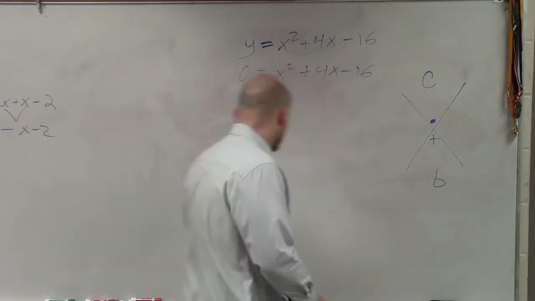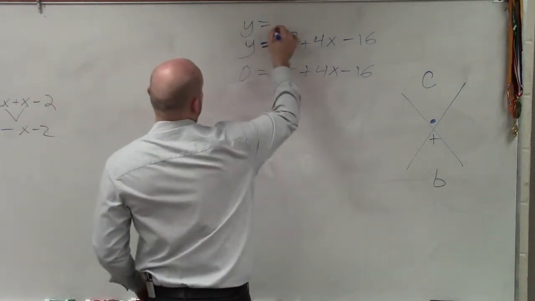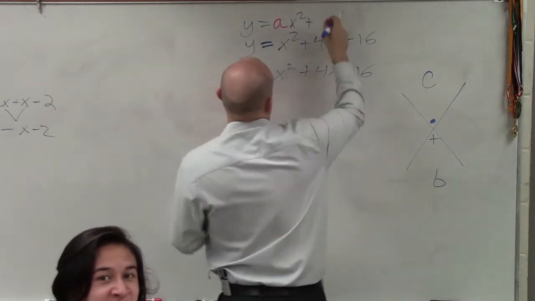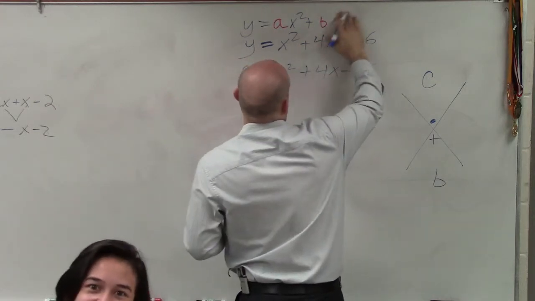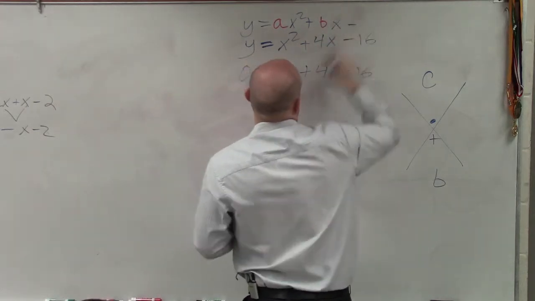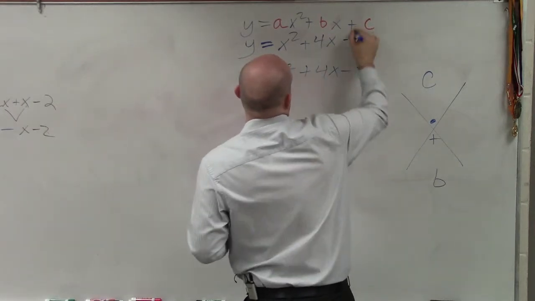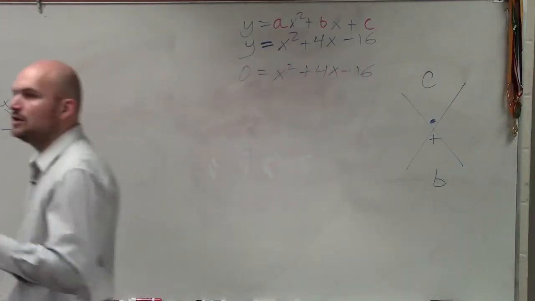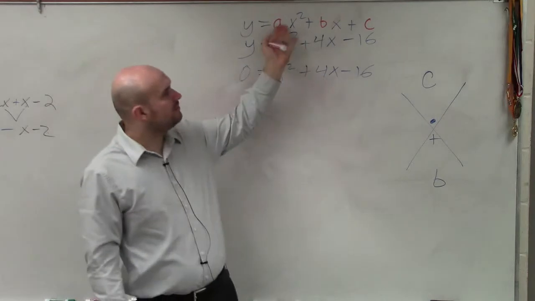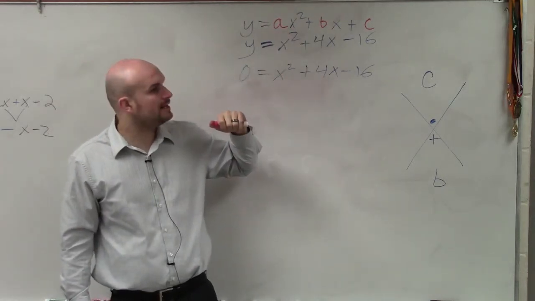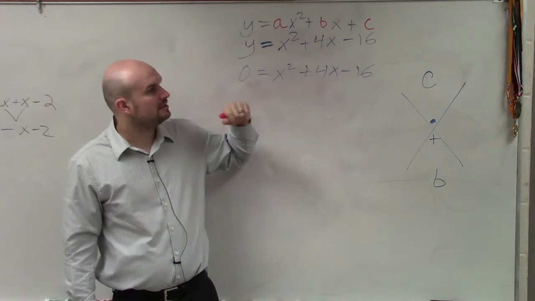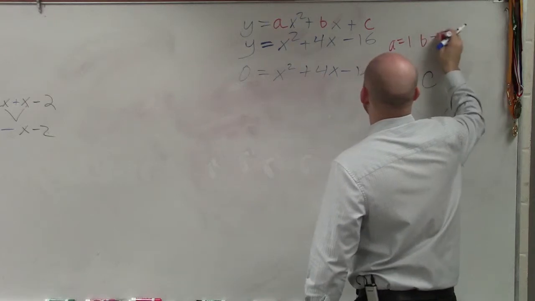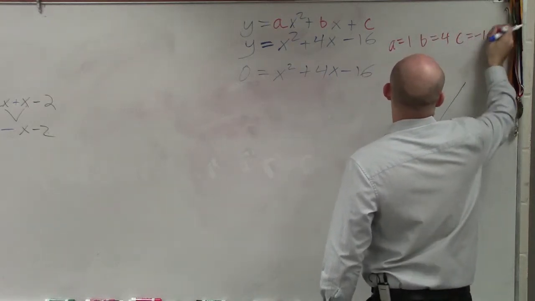So for those of you that forgot where A, B, and C come from, remember when we graphed in standard form, we had the values of A, B, and C. But in this case, A is equal to 1, B is equal to 4, and C is equal to negative 16.